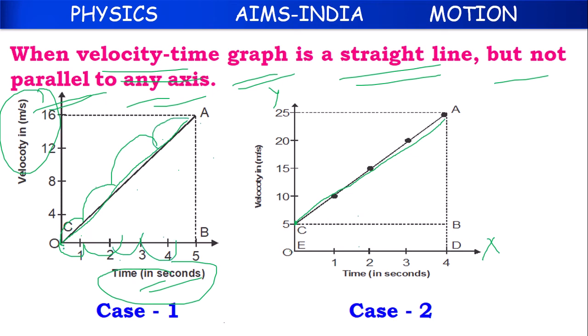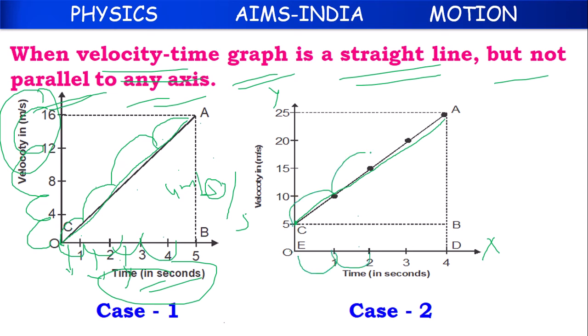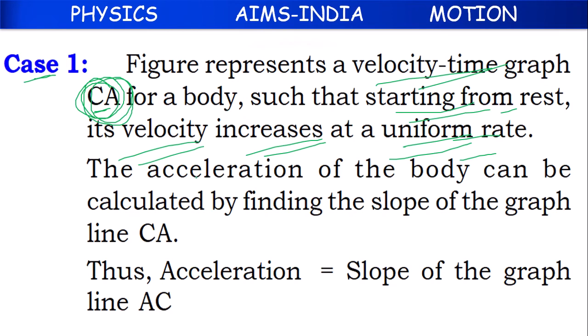But at what rate? For every 1 second time interval, velocity increases from 0 to 4, 4 to 8, 8 to 12, 12 to 16. That means at the rate of 4 meter per second per second. Per 1 second, 4 meter per second of velocity is increasing in this case. In case 2 also, in 1 second 5 to 10, 2 seconds 10 to 15, 3 seconds 15 to 20. Here also it is moving at a uniform rate, so the velocity is increasing at a uniform rate.